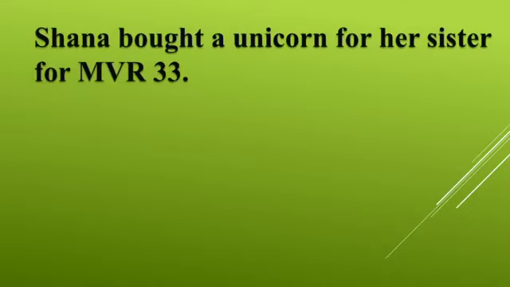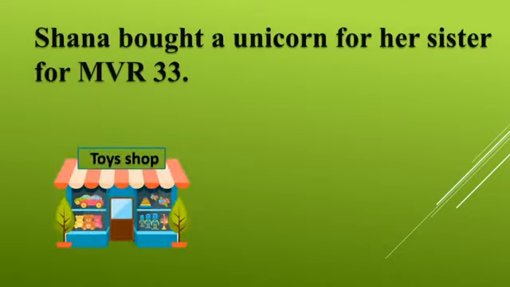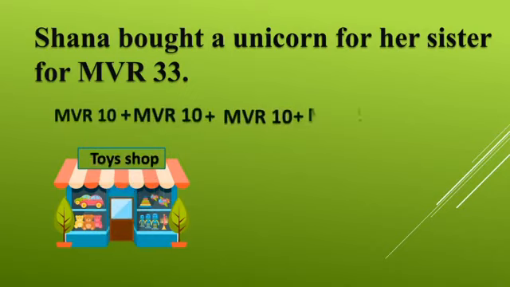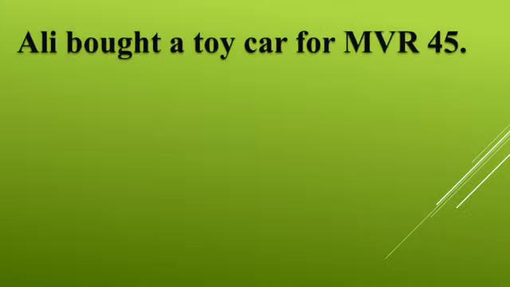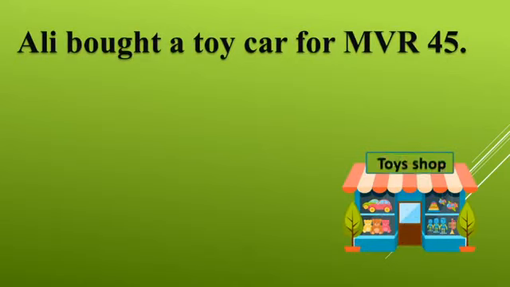Shana bought a unicorn for her sister for 33 rupiah. So this time I add 3 notes of 10 rupiah, 2 rupiah and 1 rupiah. Then I get the total amount 33 rupiah. And also this is the partition of 33. This is the third question. Ali bought a toy car for 45 rupiah.